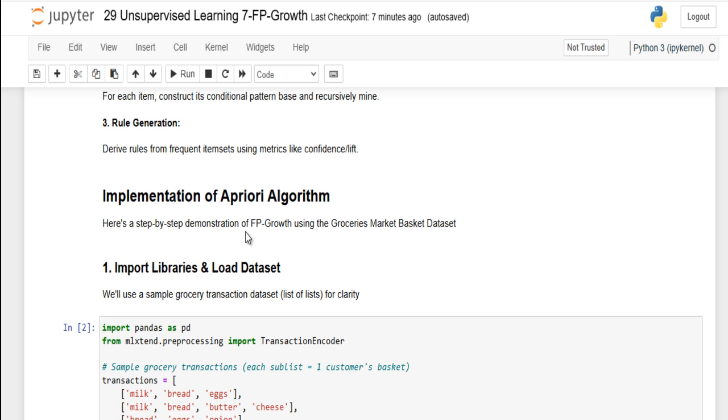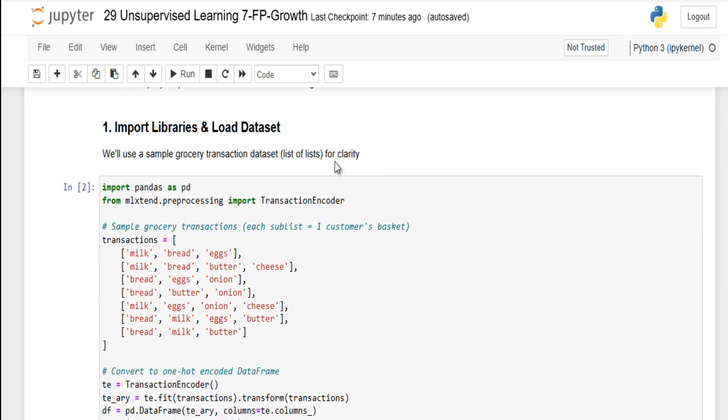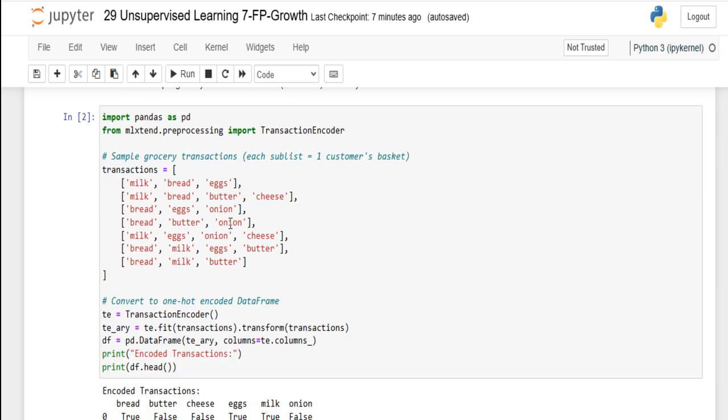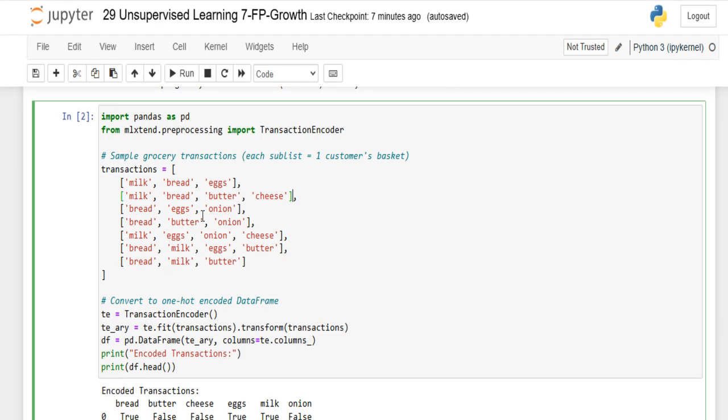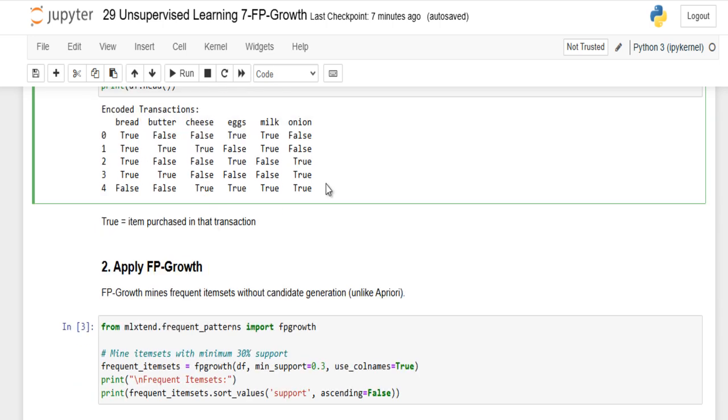So let's see how we implement this quickly using the groceries market basket dataset that we used last time. We import our dataset and libraries here. You can see a sample of the dataset. This is a one-hot encoding, so True means the item was purchased in that transaction. You can see butter, bread, cheese, egg, milk. So True here under butter.